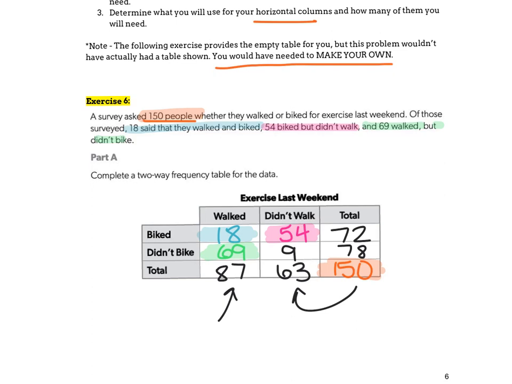From there, I know 69 plus 9 was 78. I found the total of people who didn't bike. And then once I knew that, I found the total of people who did bike, which I know is true because 18 plus 54 does in fact equal 72. So that's how you would complete a two-way table, even if it's totally empty from the start and you have your scenario of information. So that's all for lesson 613.